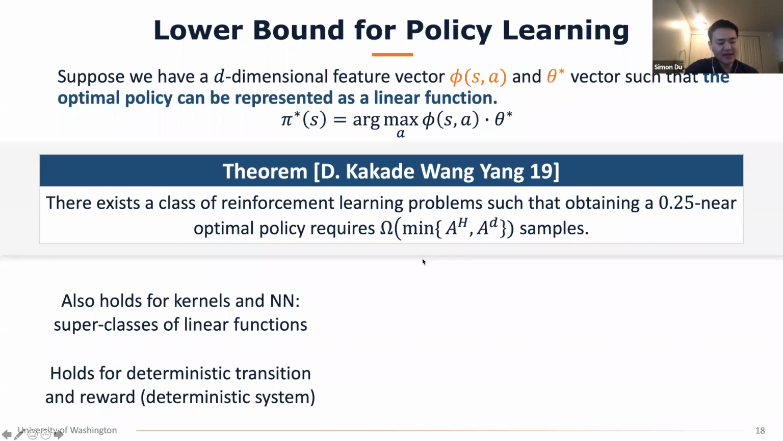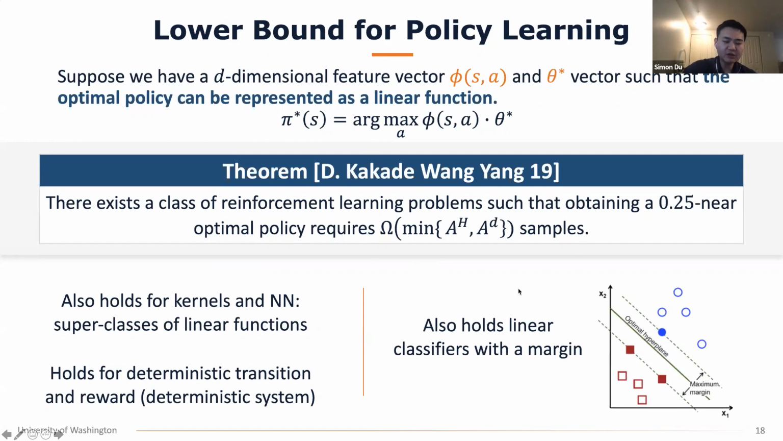A couple of comments. Again, this also holds for kernels and neural networks, which are stronger function classes, and holds for deterministic transition and reward environments. It also holds for a linear classifier. You can think of this function as a linear classifier because you are choosing the maximum value, which you can think of as classifying the different actions. Even if this linear classifier has a margin, you still need to pay an exponential number of samples, whereas in supervised learning, sometimes the margin can give you exponential improvements.